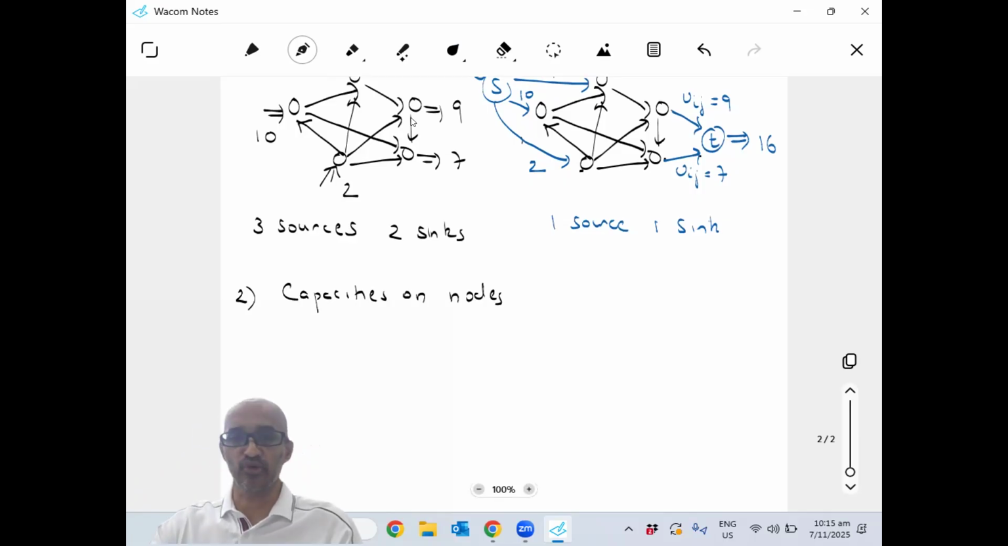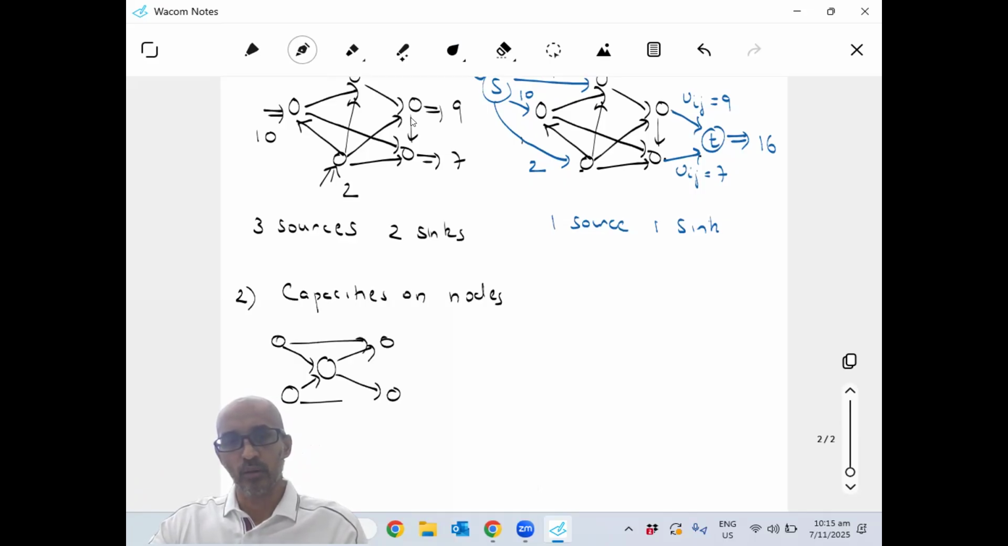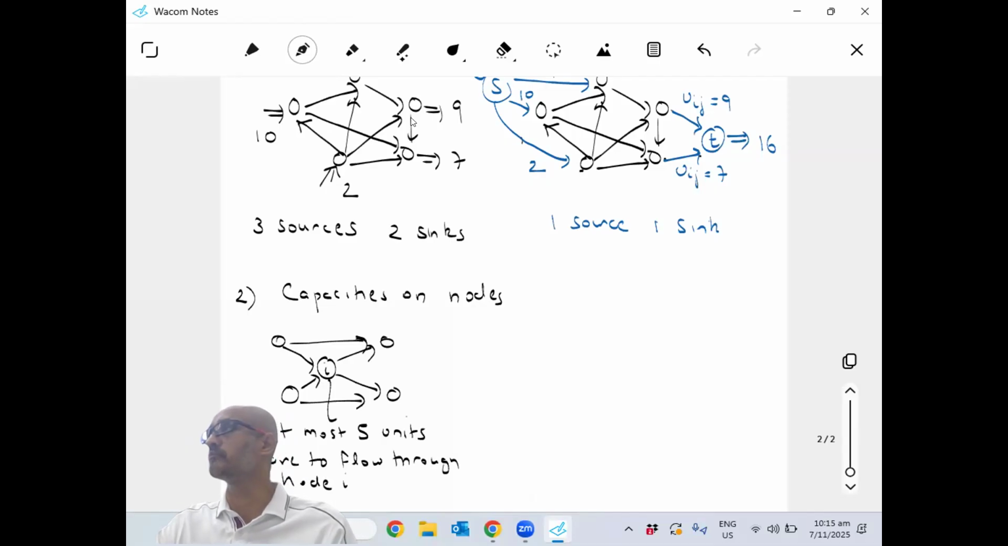So suppose I've got a graph where there is some inflow and some outflow, but maybe I've got a constraint that says at most 5 units I have to flow through node I. One way I could do it, of course, is to say that the total amount of flow coming in, I sum up all these inflows and say that they are less than or equal to 5.